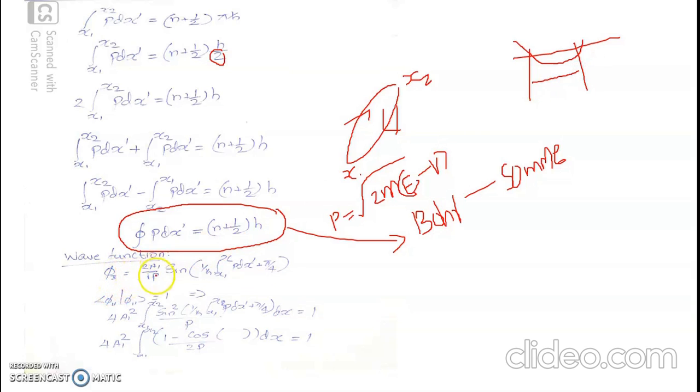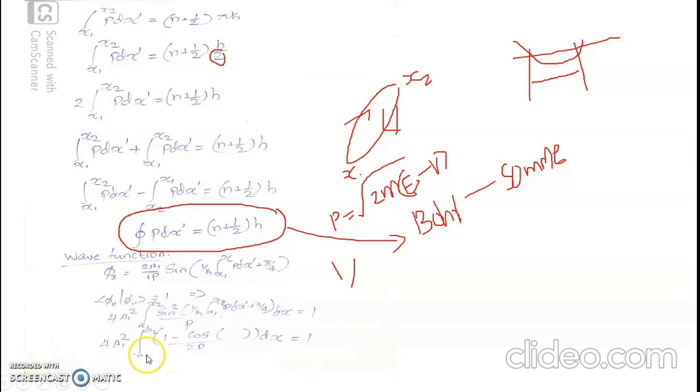So phi 2 is equal to 2a1 by root p sine of 1 by h cross integral x1 to x p dx prime plus pi by 4. Normalization requires norm square equal to 1. So squaring this, or taking the scalar product of this with itself, you have 2 into 2, 4 a1 square by root p into root p, that is by p, sine square. Sine square will have an average value over half a cycle. We know that the integral of sine square over half a cycle is 1 by 2. Anyway, I have repeated this here.